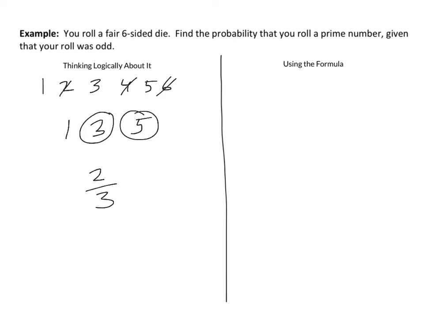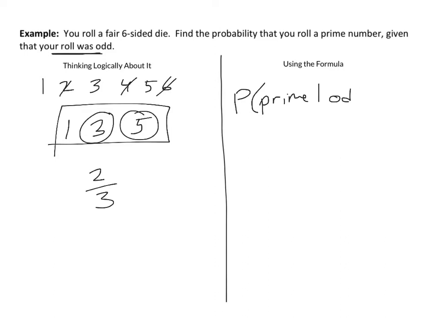Okay? That's us thinking logically about it. When they said given that the roll was odd, it restricted what I was going to be able to look at, and so this is what I came up with. Now let's take a look at it using the formula. What we're being asked to find here is the probability of prime given odd.